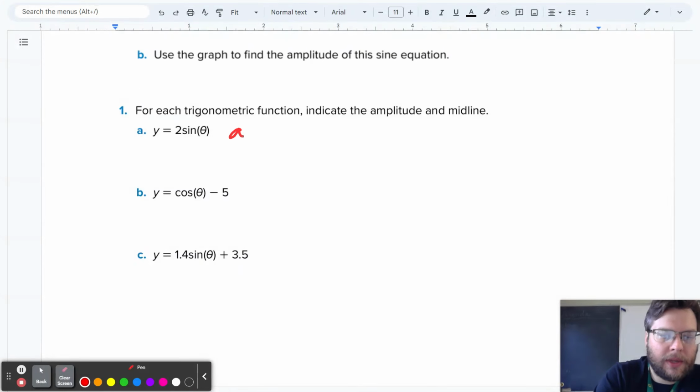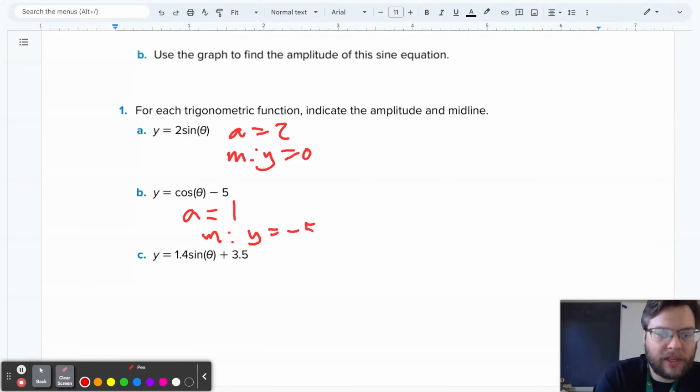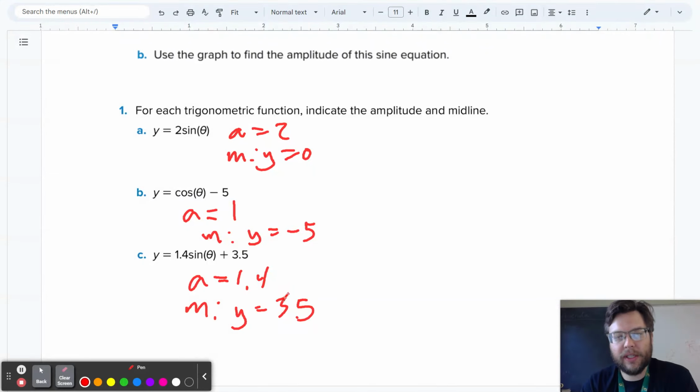Indicate the amplitude and the midline. So we've done this quite a bit. A equals 2. The midline is y equals 0. On part B, A equals 1. The midline is y equals -5. Part C, A equals 1.4. The midline is y equals 3.5.